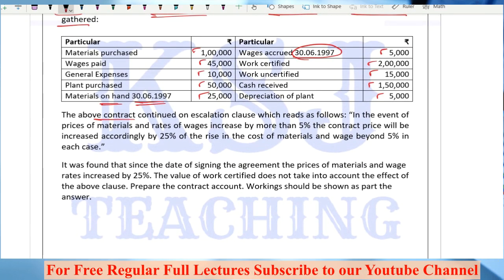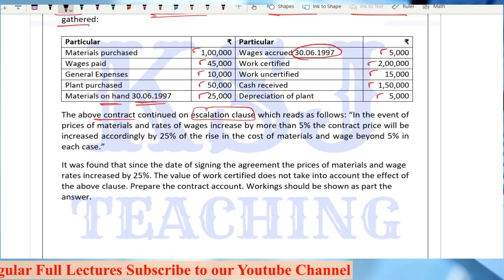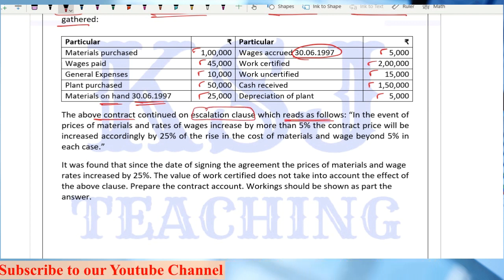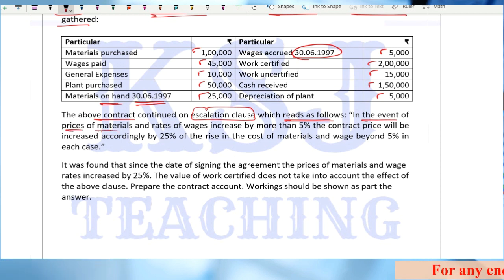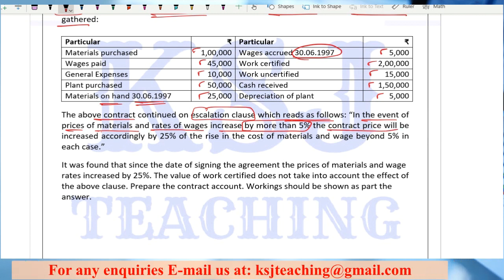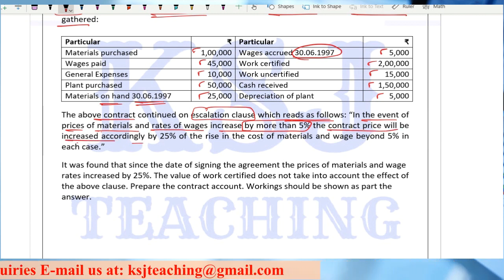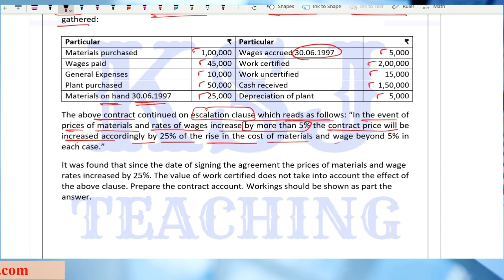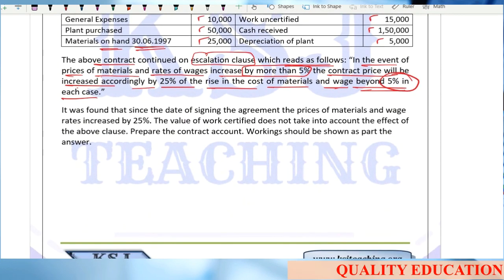The above contract contained the escalation clause, which reads as follows. Now read the line very carefully. Read this escalation clause very carefully. In the event of prices of material and the rate of wages increasing by more than 5%, the contract price will be increased accordingly by 25% of the rise in the cost of material and wages beyond 5% in each case. What does it mean now? Listen to it very carefully.